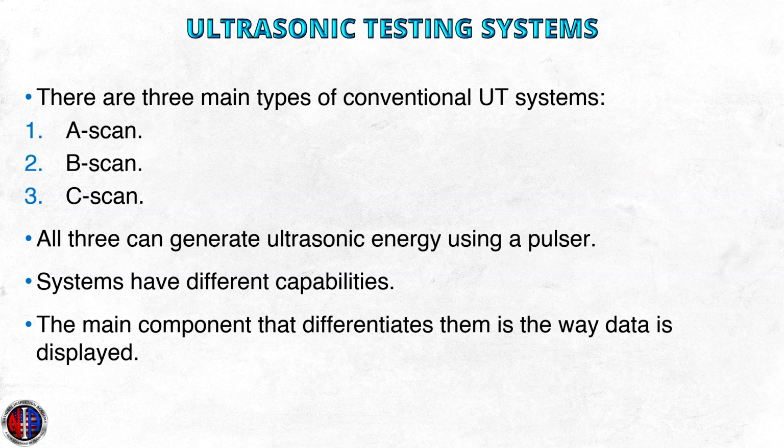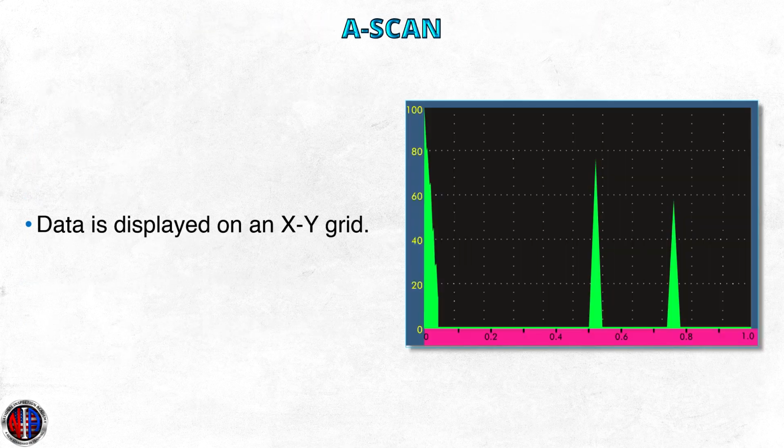Ultrasonic testing systems. There are three main types of conventional ultrasonic testing systems. All three systems have the ability to generate ultrasonic energy through the use of a pulsar, and although the systems have different capabilities, the main component that differentiates them is the way the data is displayed. The three types of displays are the A scan, B scan, and C scan. The A scan. A scans show data based on an XY grid pattern.